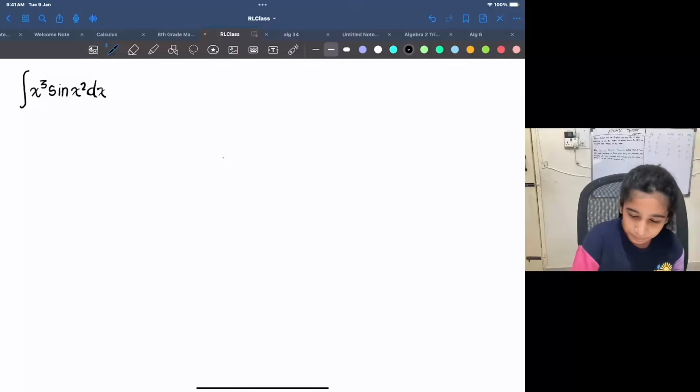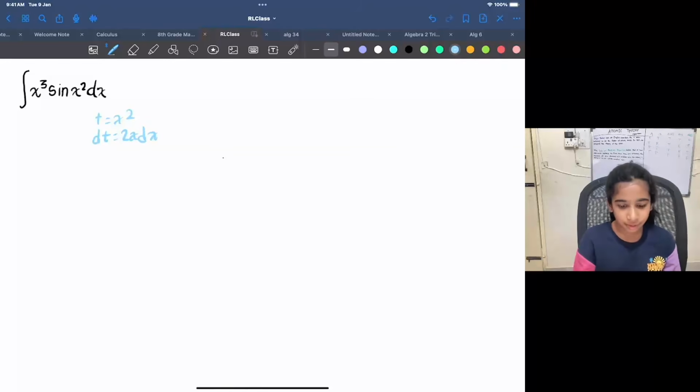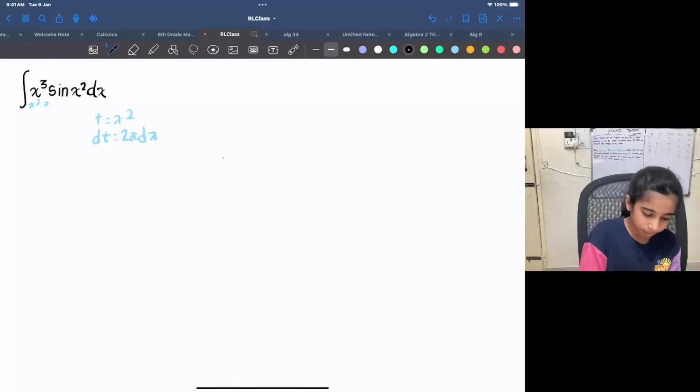Okay, so I want to get rid of that x squared term over here by setting t to be equal to x squared. And now we take the derivative of it. Now, come back to the original problem. So look at our x cubed. We can break this down into x squared times x. This is perfect for us forming our t and our dt. Let me just write it down.